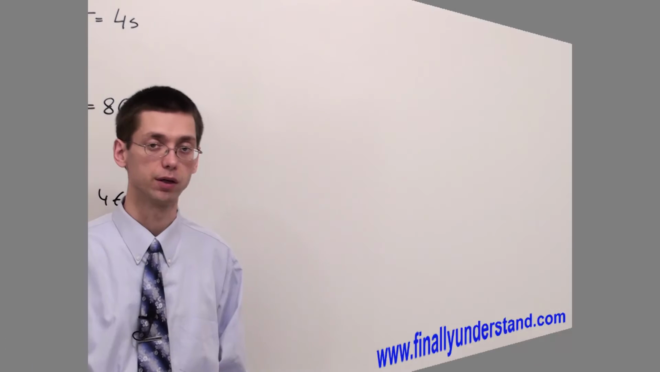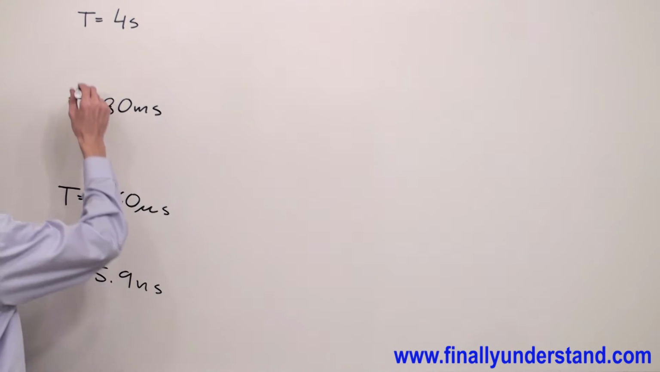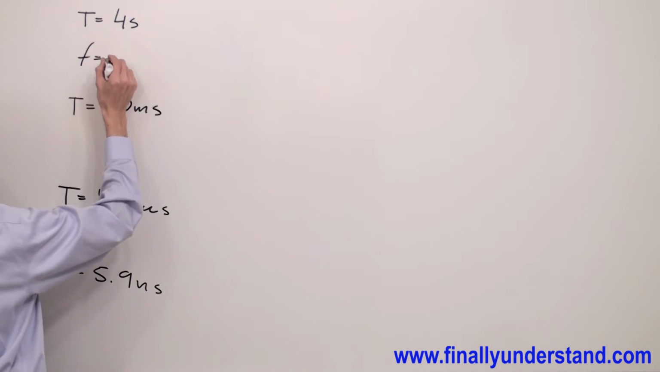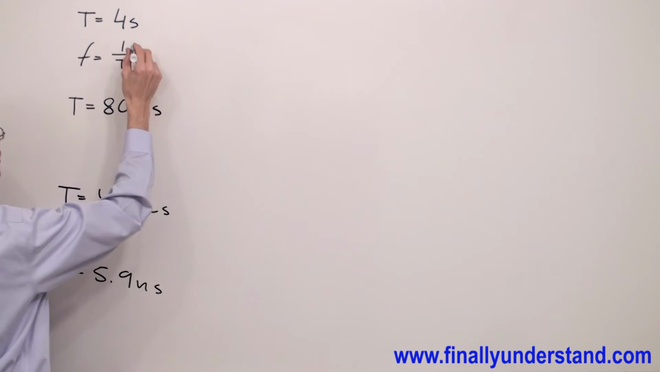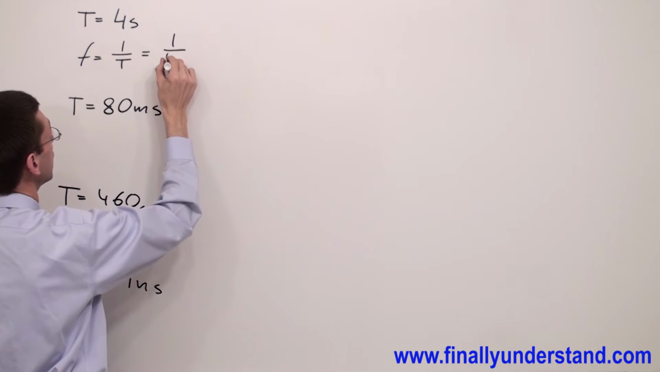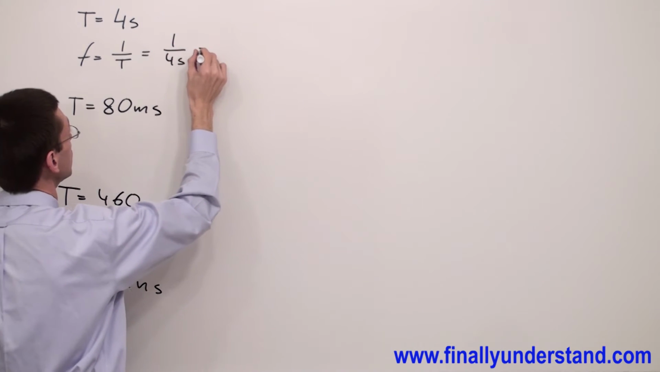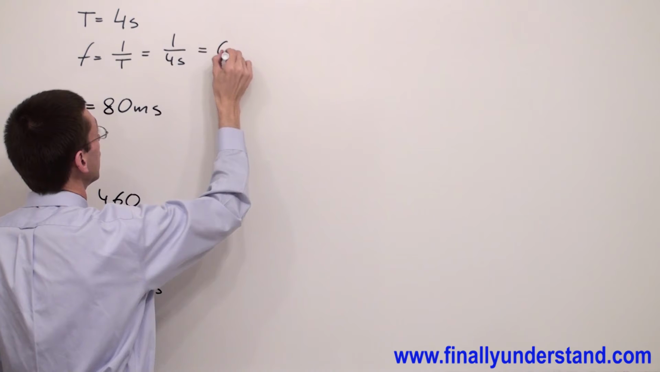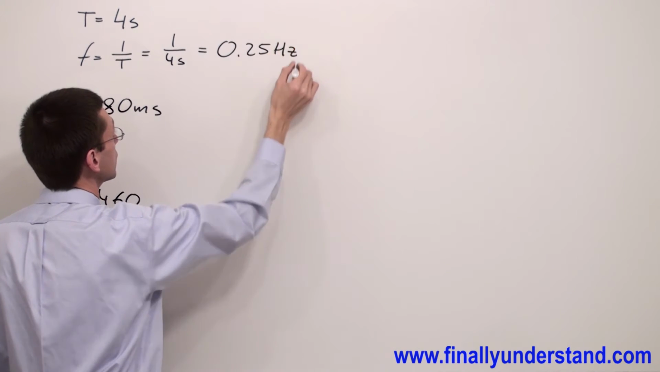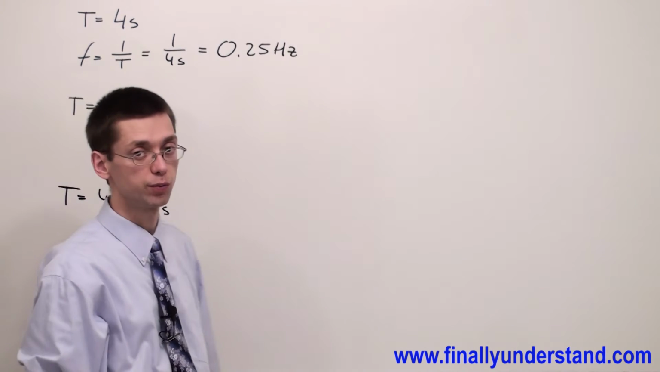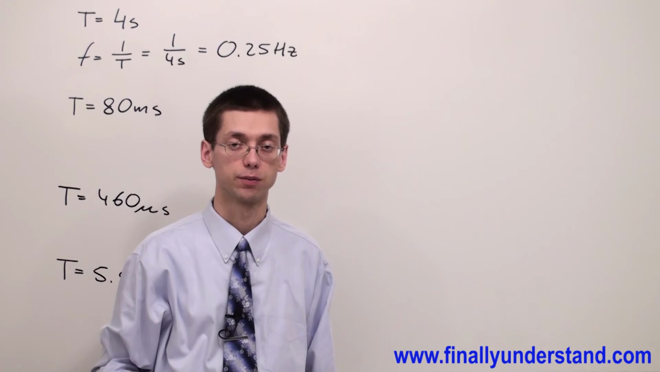This time we're supposed to find the frequencies for the following periods. Frequency is equal to 1 divided by period. In this case, I'm going to have 1 divided by 4 seconds. This is equal to 0.25 Hertz. Someone is going to ask me why I do not use any prefix.